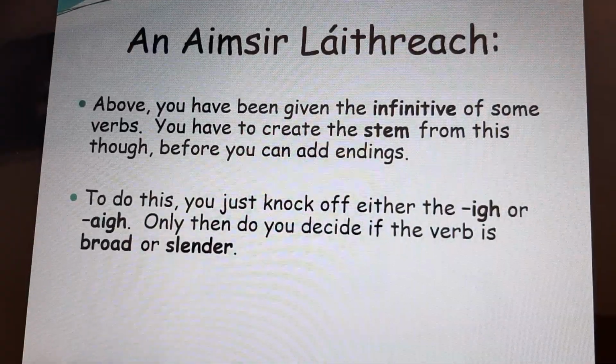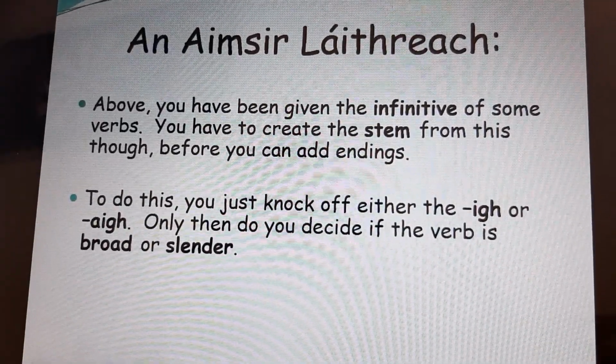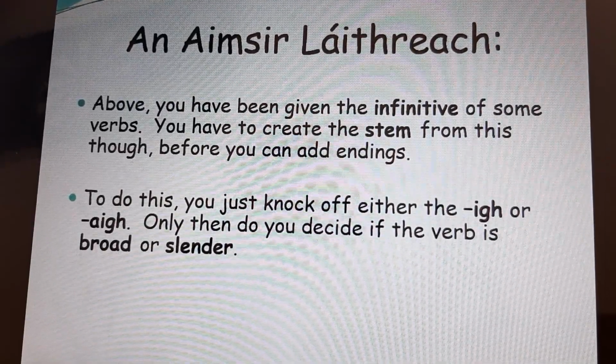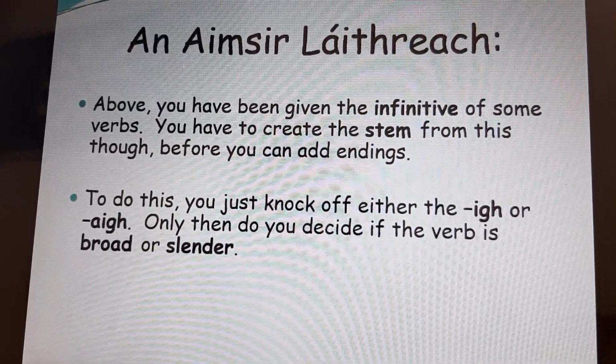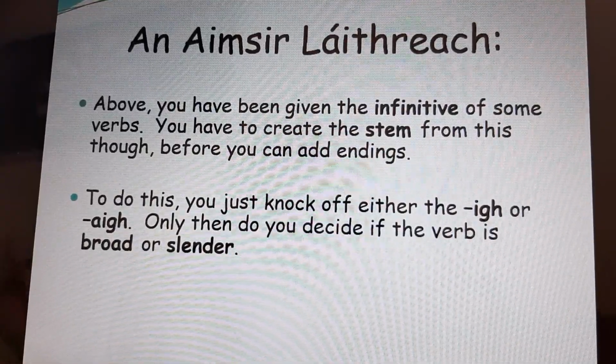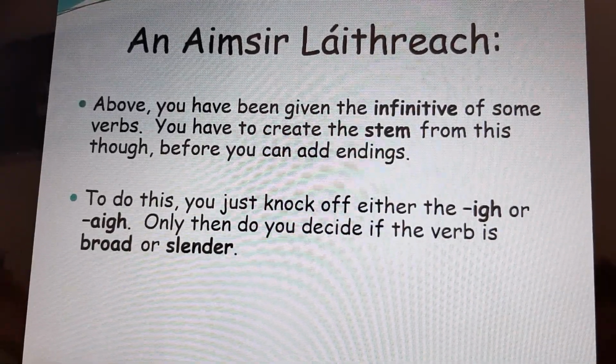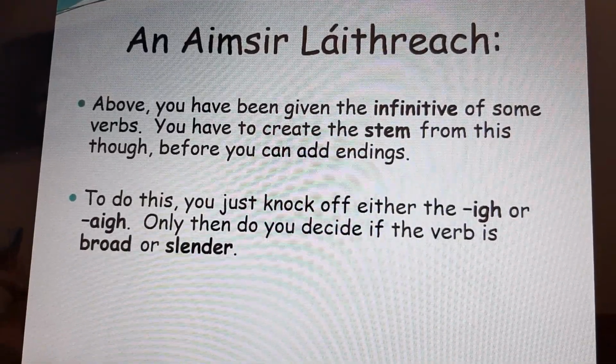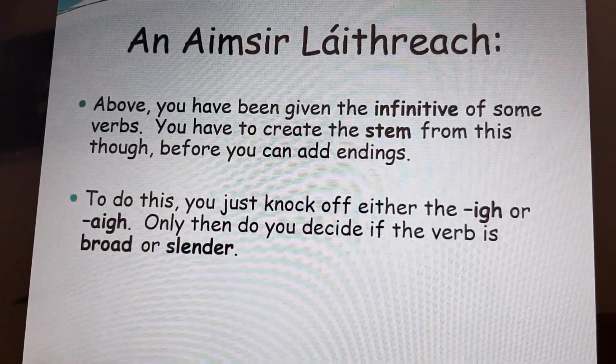We've been given the infinitive there, but you have to create the stem so that you don't end up with a mad long word, okay? To do this, you just knock off the -igh or the -aigh. They all end in either -igh or -aigh. Only then do you decide if the verb is broad or slender, once you've created the stem. Now that won't make sense until you see the next bit.